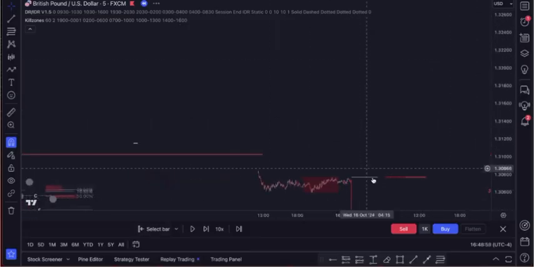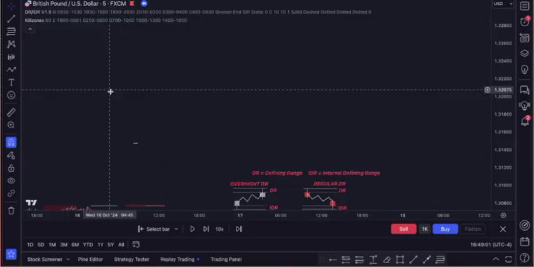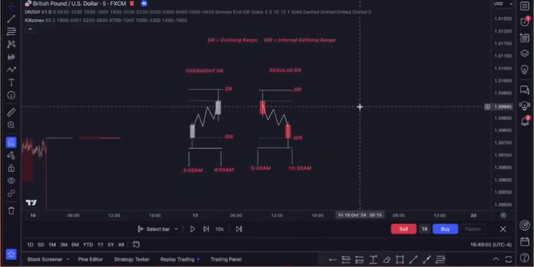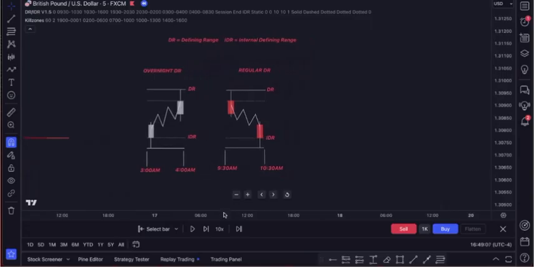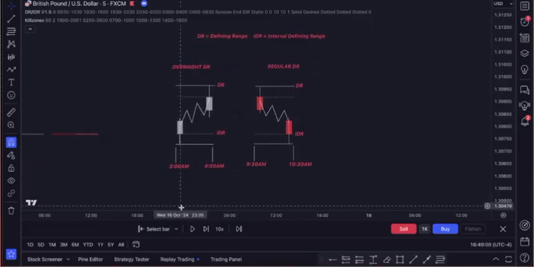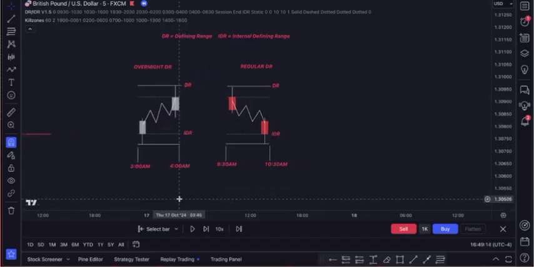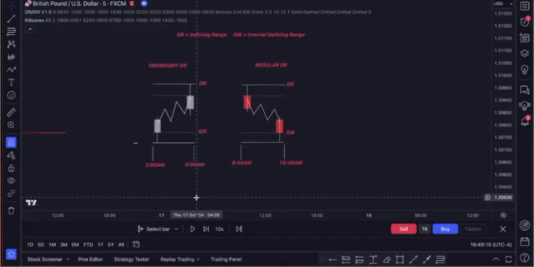One second. Let's go back to our examples right here. So the ODR marks out the range between 3 to 4 a.m., which is the first hour of London session open. Why is this a very important range to monitor? Now, the idea behind this concept is the first hour of each session open usually delivers into the direction of where price wants to go for that session.